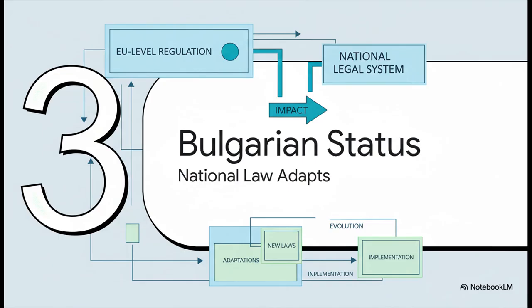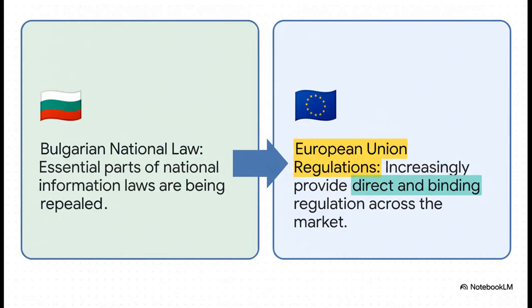And that brings us logically to our third and final section, the status of Bulgarian legislation. This is where we'll see a real-world example of how this powerful EU-level regulation directly impacts a national legal system. What we're witnessing is a fundamental trend, a shift in the center of legal gravity. As the European Union creates more comprehensive regulations that are directly applicable across the entire single market, essential parts of national information laws in countries like Bulgaria are simply repealed. They become unnecessary as the regulation becomes more direct and binding from the EU level.